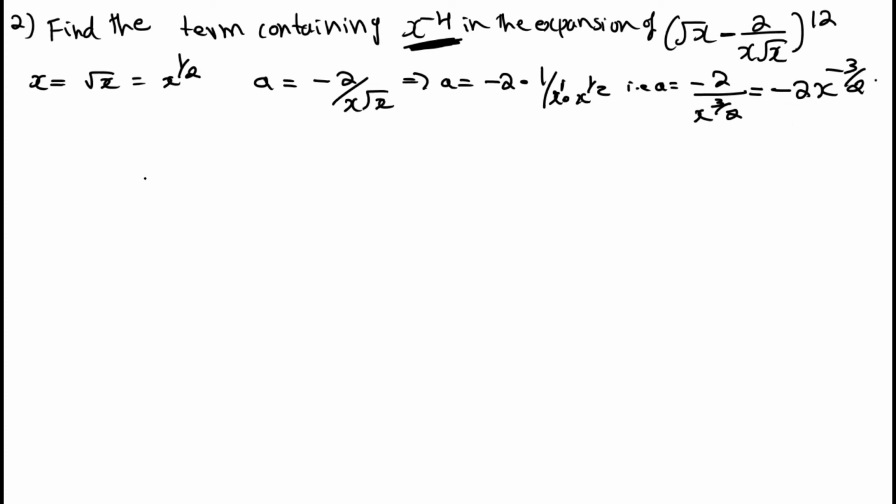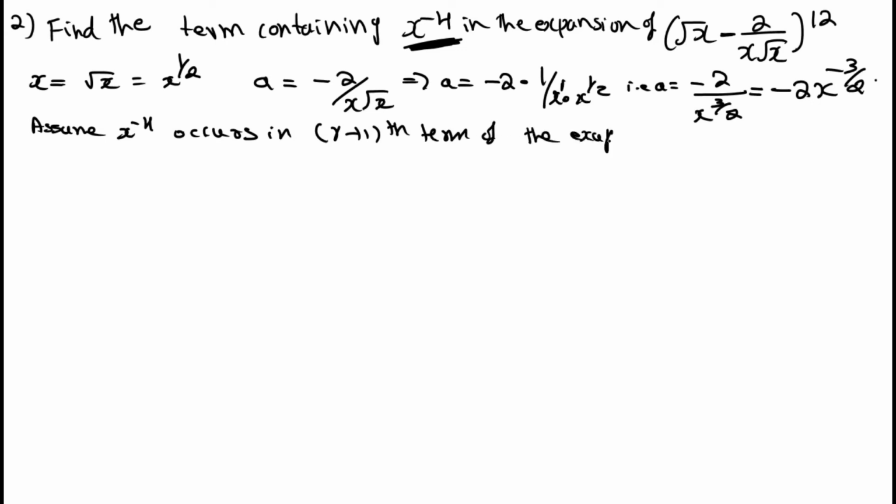Okay, now assume x to the power minus 4 occurs in the r plus 1th term of the expansion, given expansion root x minus 2 by x root x, the whole to the power 12.